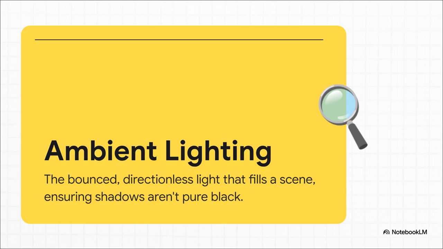Next up, we need some ambient lighting. See, in the real world, light doesn't just travel in a straight line and stop. It bounces off everything, filling in the shadows so they aren't just pitch black holes. This ambient light, this is what makes an object feel like it's actually in the scene, instead of just pasted on top.